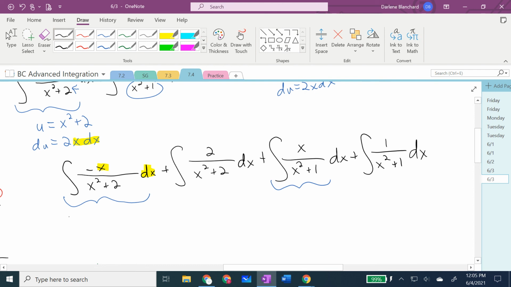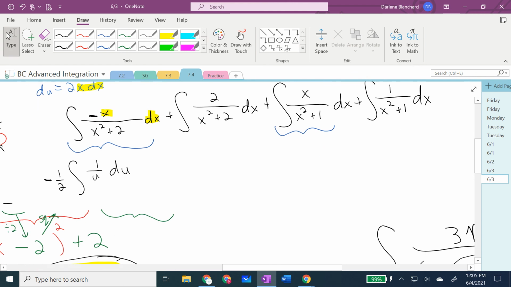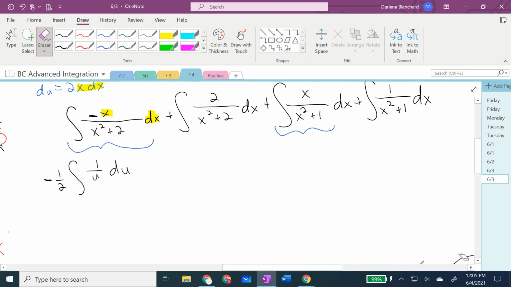My x dx is replaced with 1/2 du. And this negative sign I'm bringing outside of the integral, and then it's the integral of 1/u du. And natural log of absolute value of u, I don't have to have absolute value because x squared plus 2 is positive. So there's one integral down.